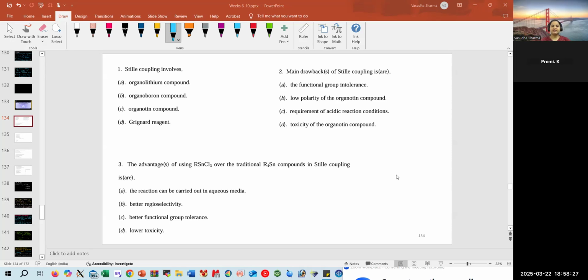The first question says Stille coupling is involved. So out of all these reagents, organotin compounds. Right, you're right. So it involves basically organometallic compounds. Option C is correct. So can you please tell what actually is a Stille reaction?